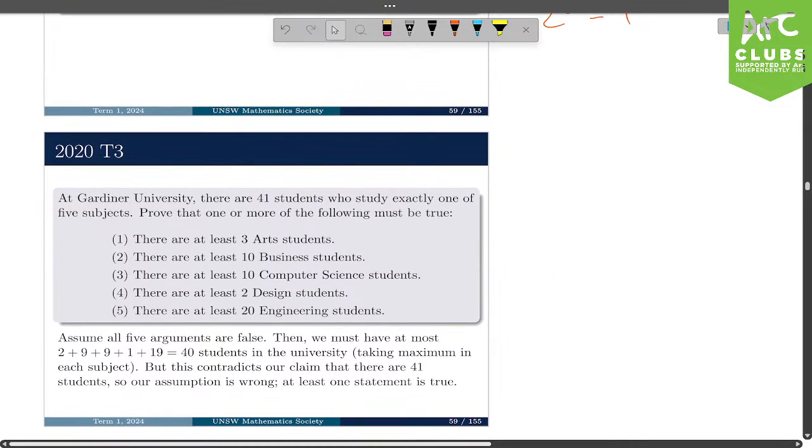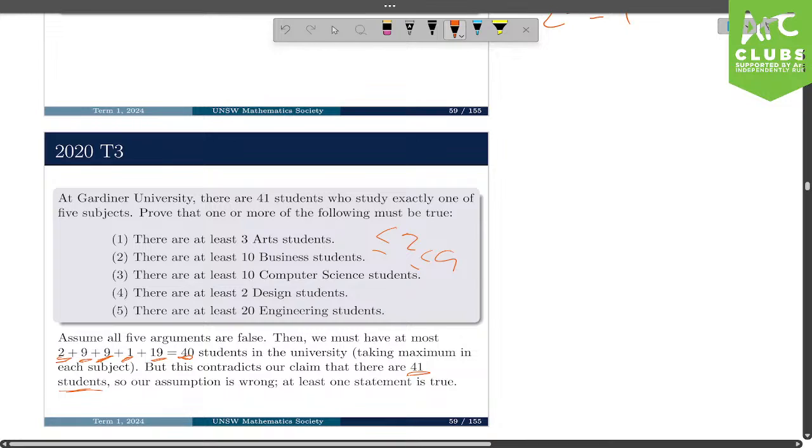Let's assume all the statements are false. For the sake of contradiction, what happens? Well, there will not be at least 3 students in the first group. There will be 2 or fewer. There will be 9 or fewer business studies students, and so on. We negate each of those statements to see what happens if this is not true. And we see that we have 40 students at most, because at most there are those many students for each of the subjects. But if there are at most 40 students, this contradicts there being 41 students. 41 is bigger than 40. That's not good.